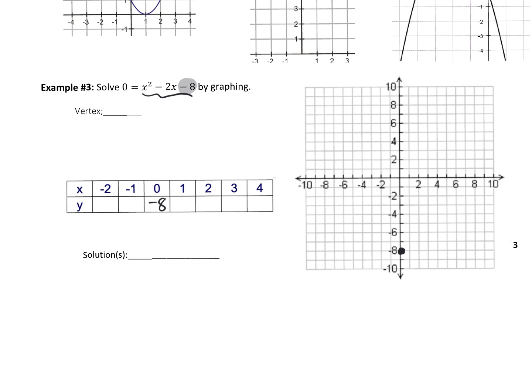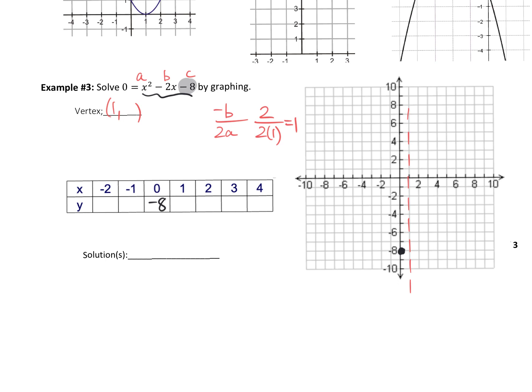Next thing, I can do a couple different things. I can find my vertex. I can find my axis of symmetry by using negative b over 2a. Here's my a, my b, and my c. So negative b would be 2 over 2 times 1, which gives me 1. My vertex is 1 comma something. I'm even just going to draw in my line of symmetry real quick. So here's my line of symmetry. It's at 1 comma something.